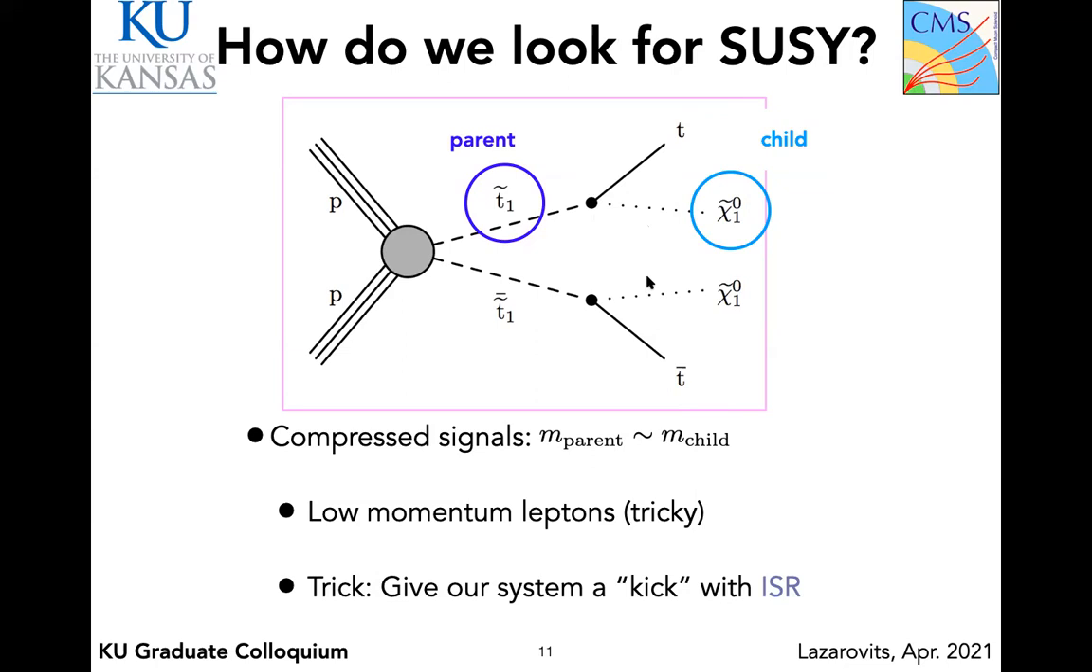And so one way to address this issue of compressed signals is to use the ISR system to our advantage. What we want to do is use this ISR system, this initial state radiation system, to give this entire sparticle system a kick.